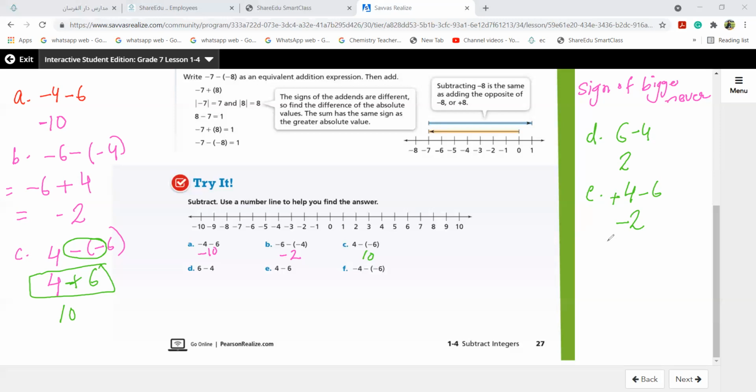4 minus 6, that's what we are learning. That's why it's negative 2. If you see the number line, you have positive 4, which means from 0 I go till 4. I stop here. Then minus 6 means I go back till negative 2. So how much is it? Negative 2, right? Understood? We will do more questions, don't worry.